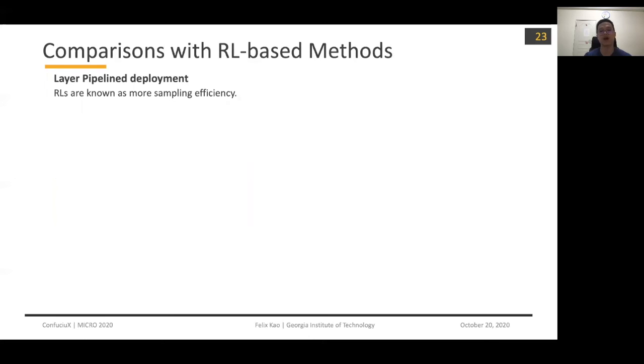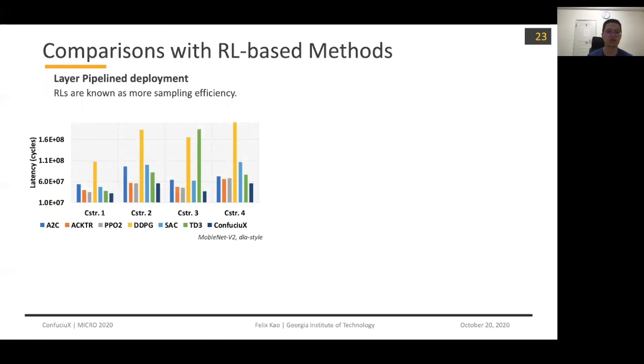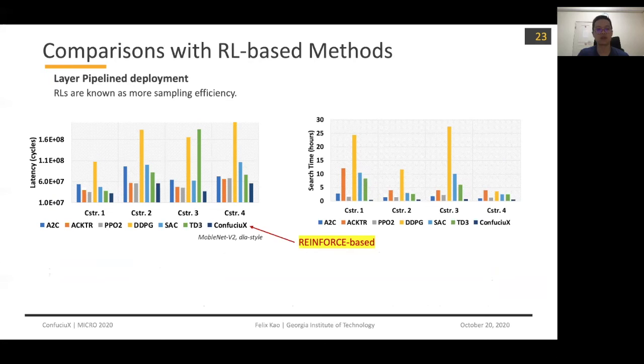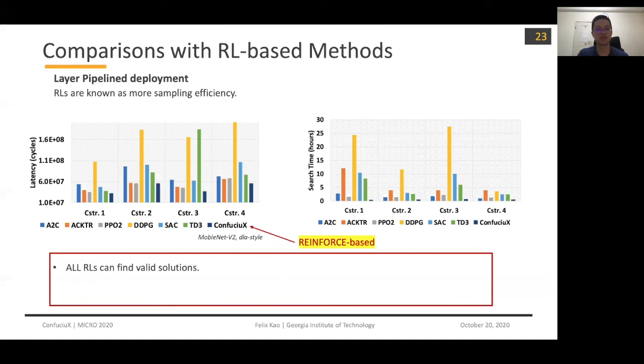Then we compare with RL-based methods. So we compare with 6 of them, and to be precise, Confucius is reinforcement learning based. And we also show their search time. First of all, reinforcement learning can find a valid solution. And Confucius takes about 30 minutes to run, and it is 4.7 to 24 times faster. Confucius finds similar or better solutions with less search time.